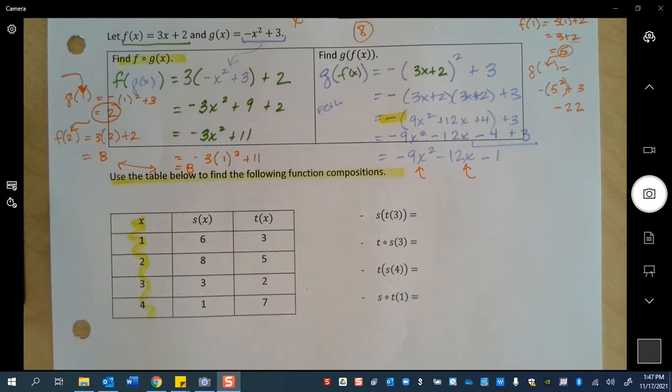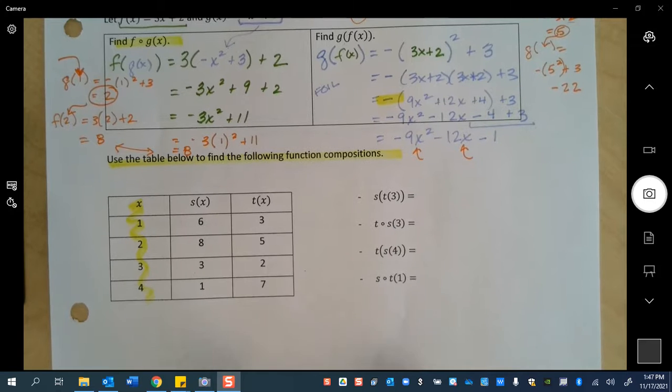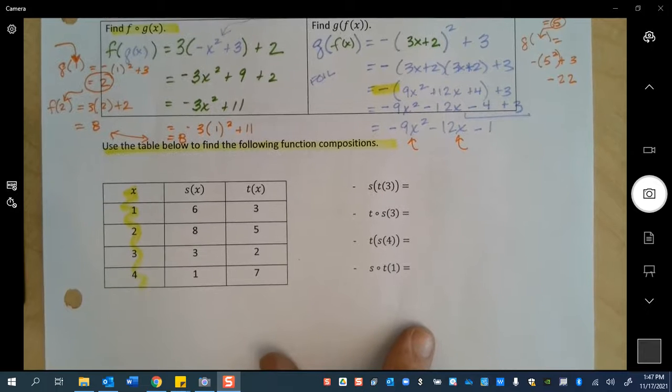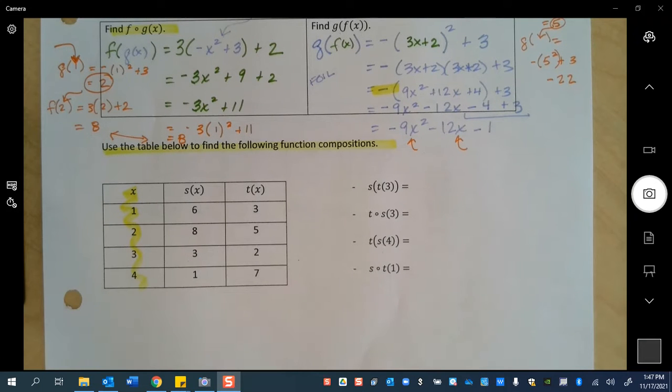So those x values have an input of 1, 2, 3, and 4. And what I have is a lot of different ways of writing this. So I want you to think about that ice cream and chocolate chip cookie example. 3 goes into T, and that output goes into S. 3 goes into S, and then that output goes into T. 4 goes into S, that output goes into T. 1 goes into T, that output goes into S. With your groups, go ahead, tackle this on your mark, set, go.